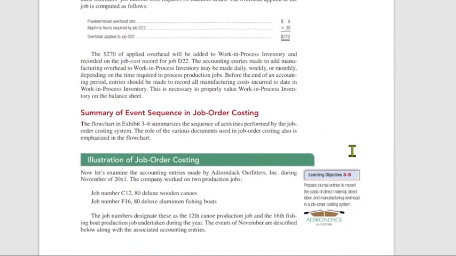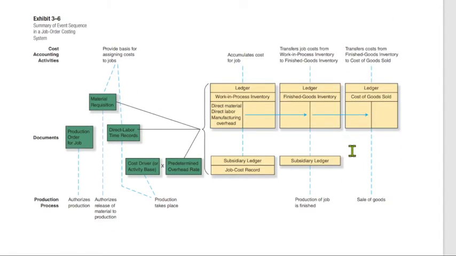Okay, we look at, okay, so this is the summary of event sequence in a job order costing system. So nagpe-place tayo ng production order for a job. So merong nag-authorize diyan, that will depend on the policy of the company kung sino mag-authorize doon sa production order for the particular job. Normally diyan ay yung production manager.